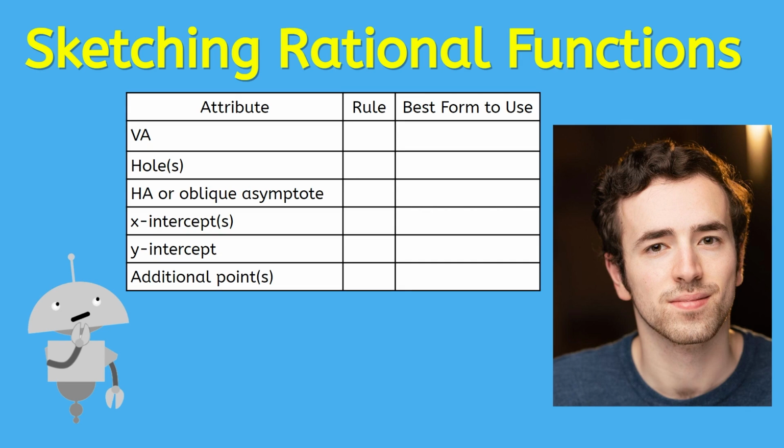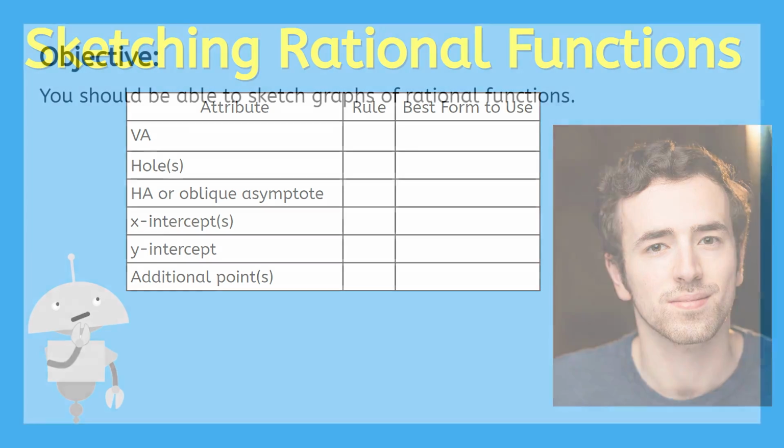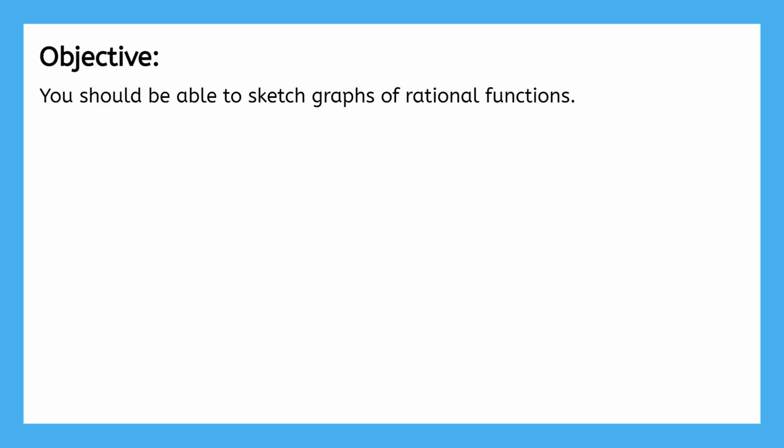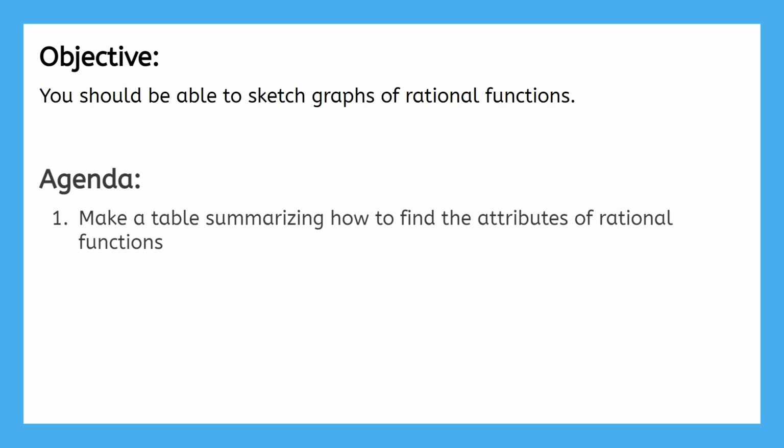Today, we get to take everything we've learned in our unit and use it to sketch graphs of rational functions. By the end of this lesson, you should be able to sketch graphs of rational functions. First, we'll make a table summarizing how to find all the attributes of rational functions that we've learned about, including the discontinuities, asymptotes, and intercepts. Then, we'll complete 2 examples.